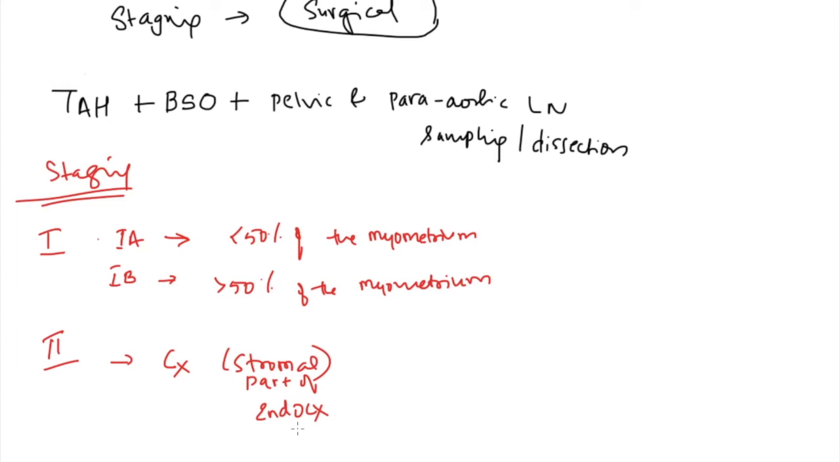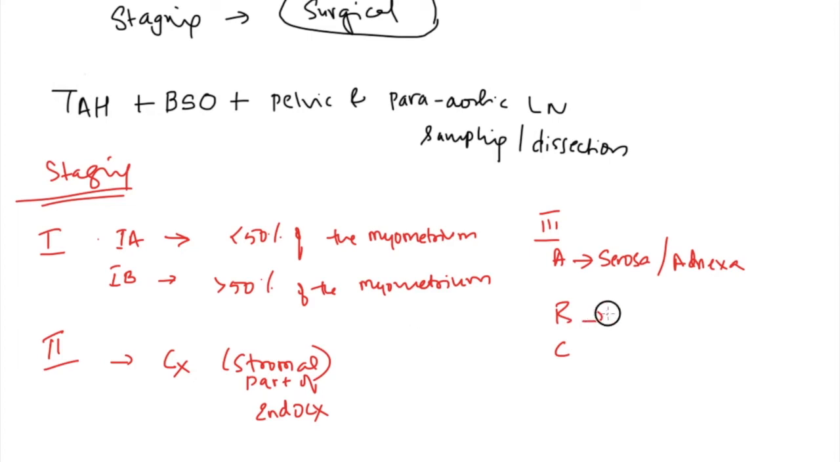Okay, clear, fine. Now let's go to stage 3. Stage 3, we have A, B and C. A meaning it has gone to the serosa, or it has gone into the adnexa. It is involving the serosa of the uterus or the adnexa. So it is spread laterally.